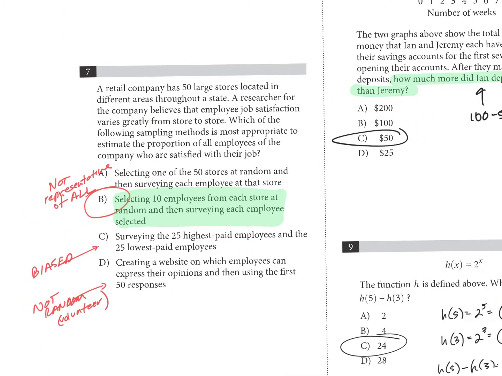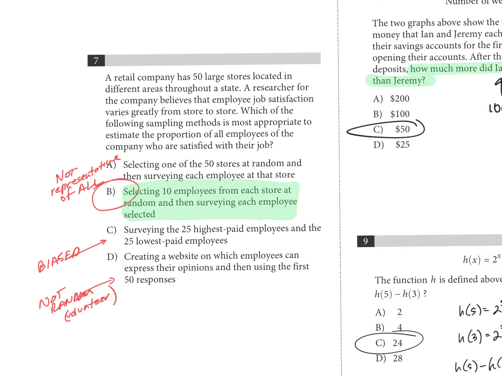Number 7 is a reading comprehension question. It says a retail company has 50 large stores located at different areas throughout the state. A researcher for the company believes that employee job satisfaction varies greatly from store to store. Which of the following sampling methods is most appropriate to estimate the proportion of all employees of the company who are satisfied with their job? So let's talk about each choice.